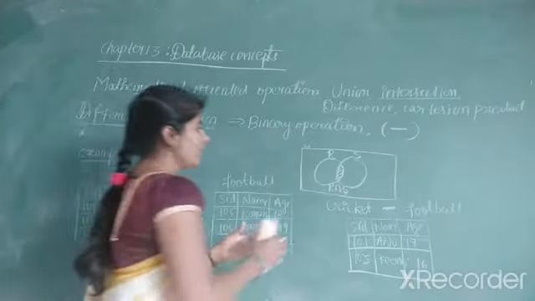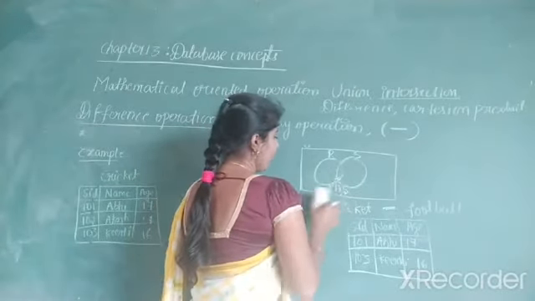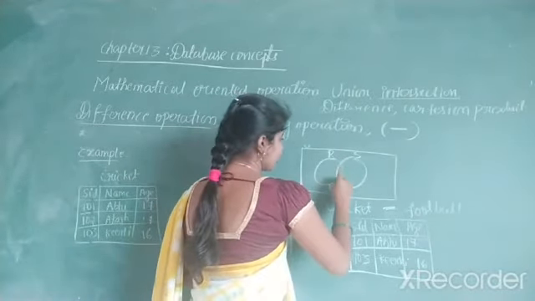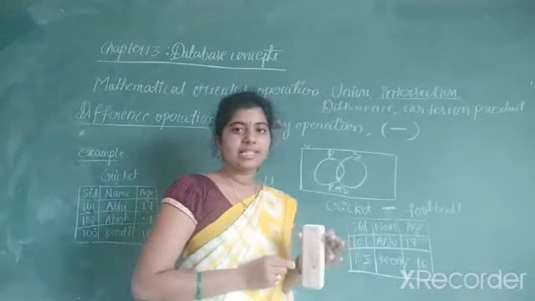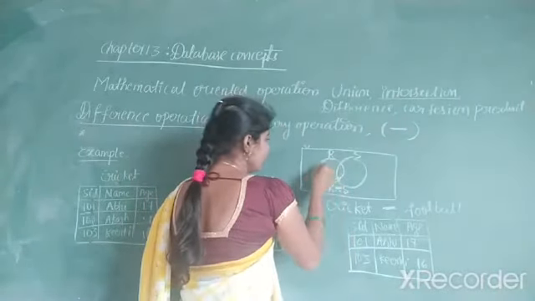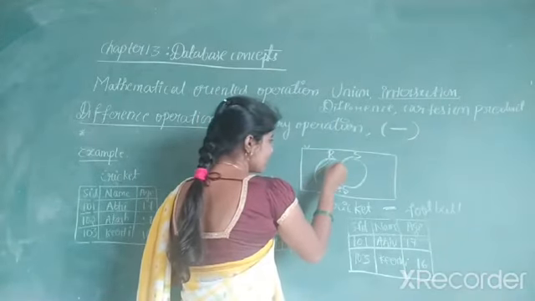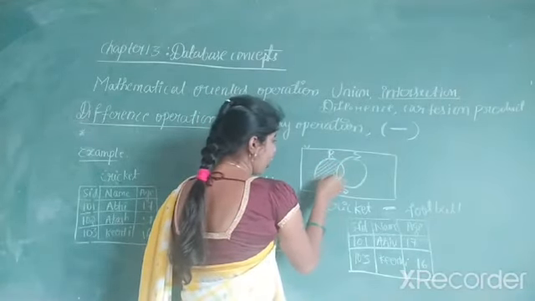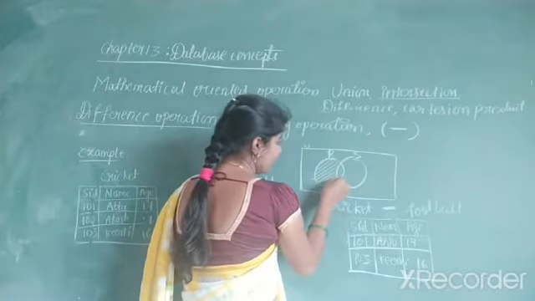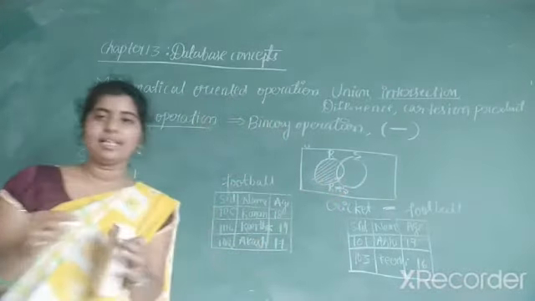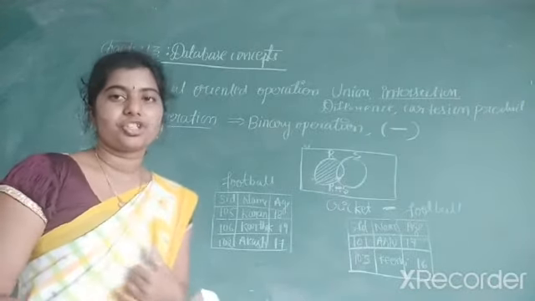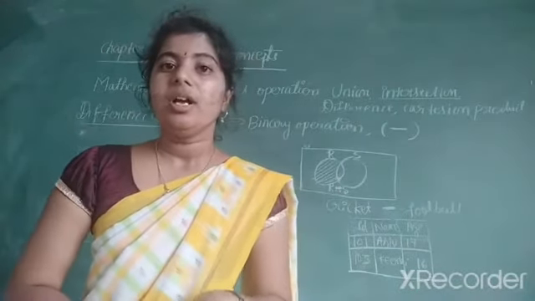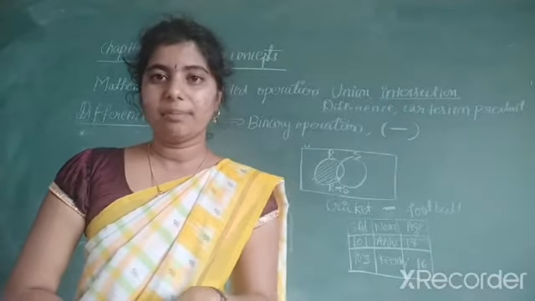And the Venn diagram for the difference operation: if R is a relation and S is a relation, and you want to perform R minus S, it will display only the tuples present in relation R, and the common tuples are eliminated from this. So this is about the difference operation. This much you need to remember in the difference operation.